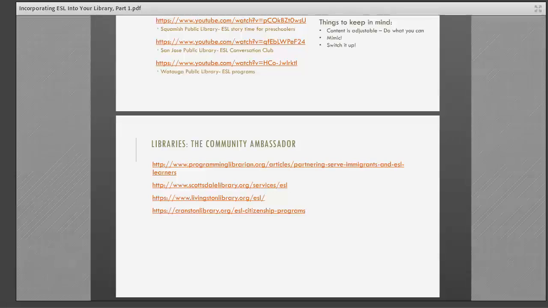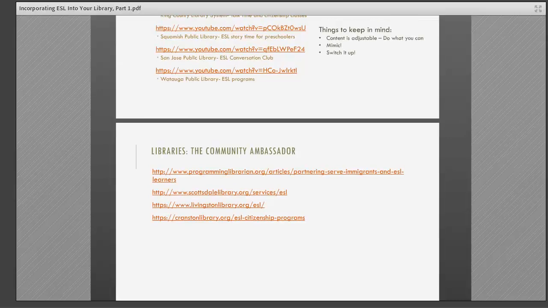And here's some more links to some articles and some other library websites, just to give you an idea of what their ESL services look like, just to kind of get you on that sort of starting point.